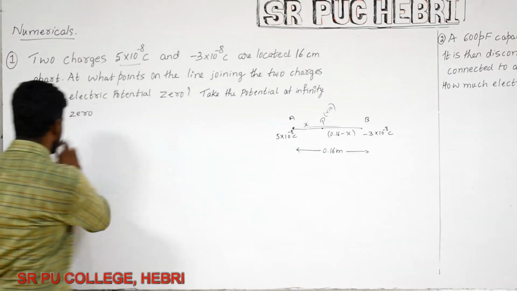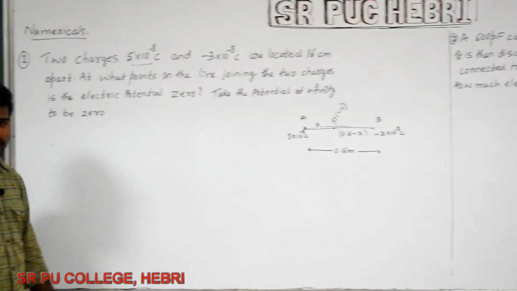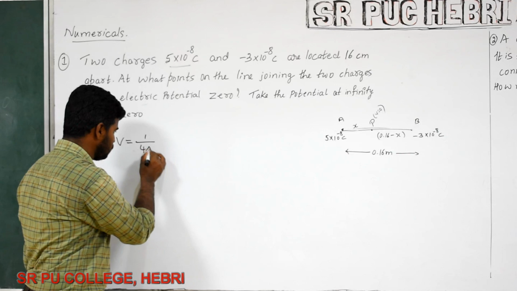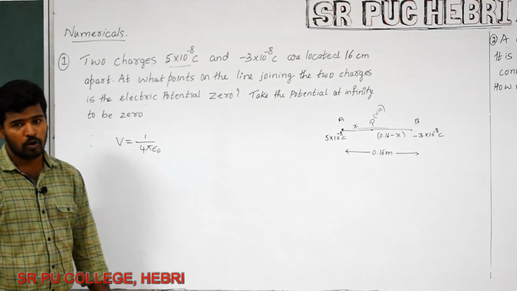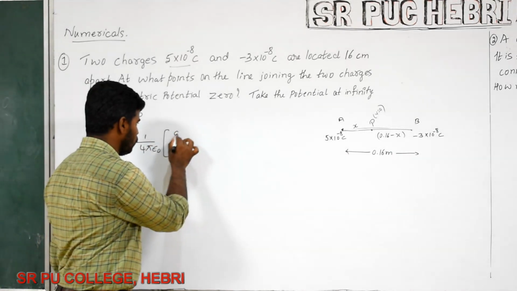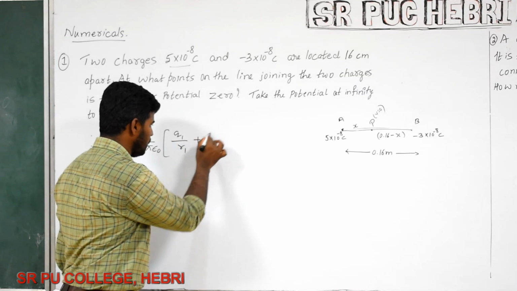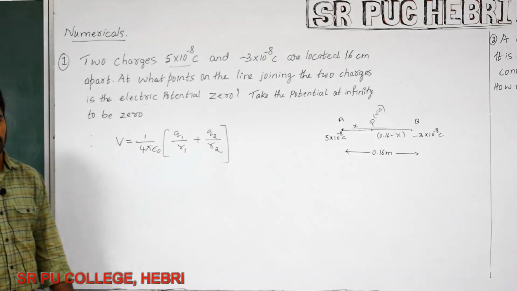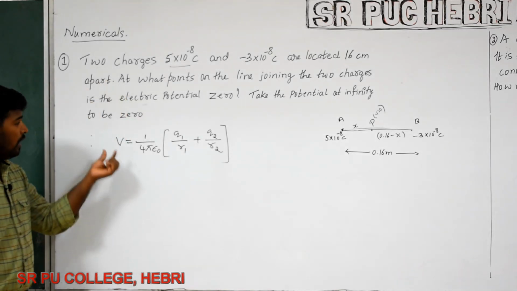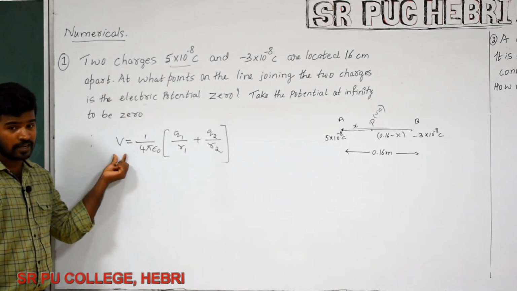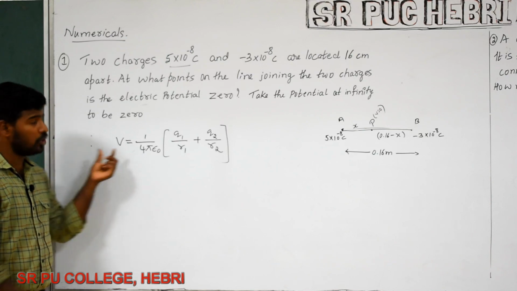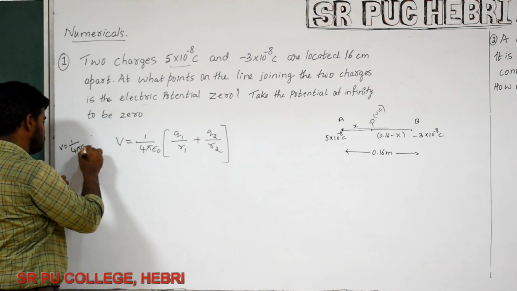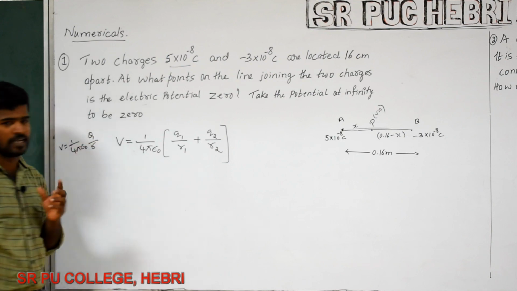Therefore, in general, what is the electric potential relation? V is equal to 1 by 4 pi epsilon naught times q1 by r1 plus q2 by r2. Is it right? Can you write the relation? Very important, 5 mark question: the electric potential due to the two charges, the general equation. The general equation of electric potential is written as V is equal to 1 by 4 pi epsilon naught q divided by r.